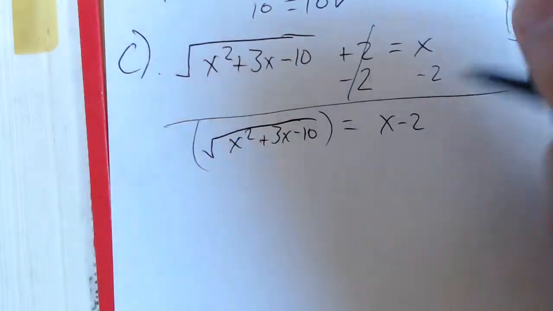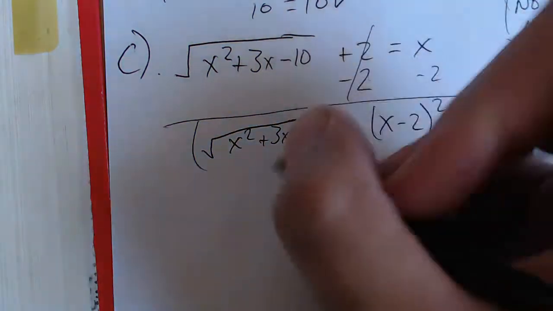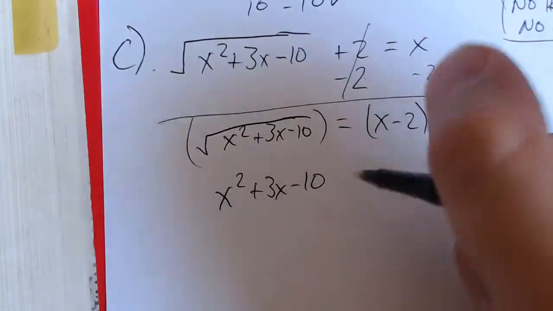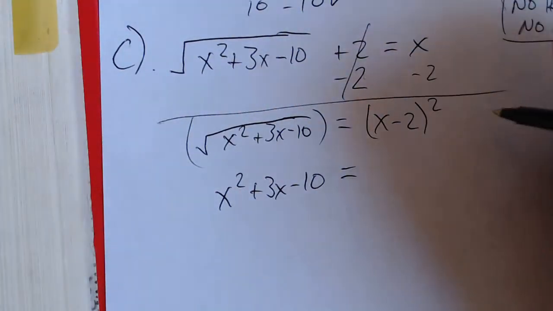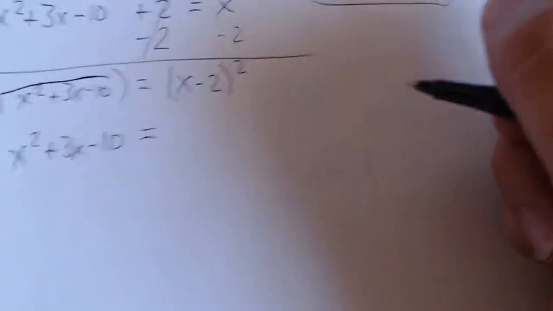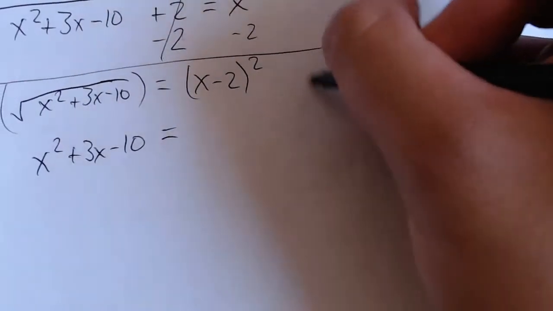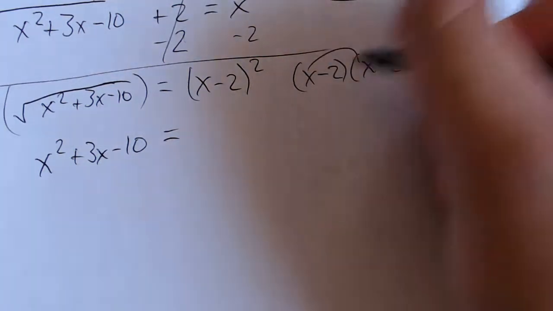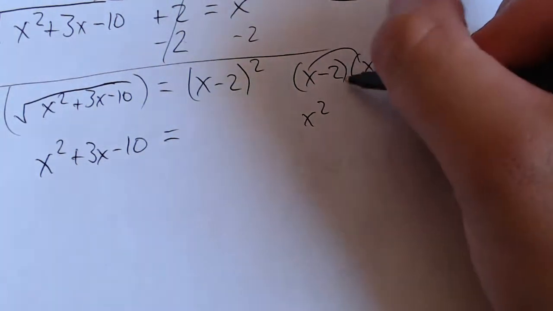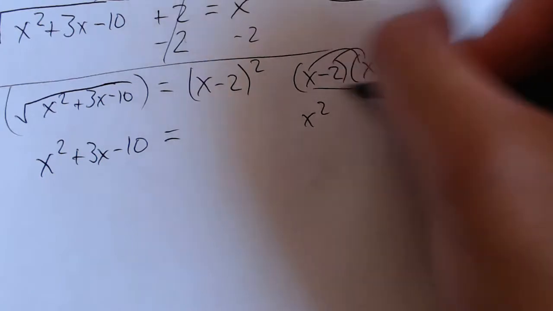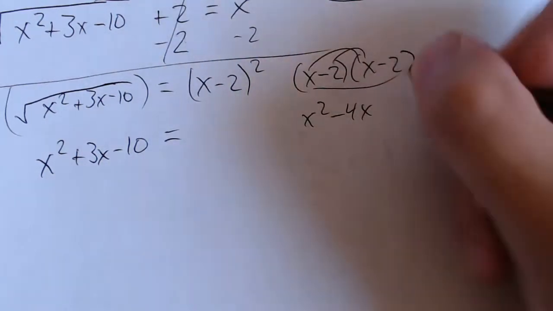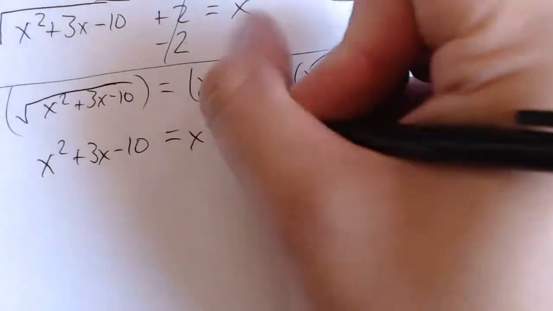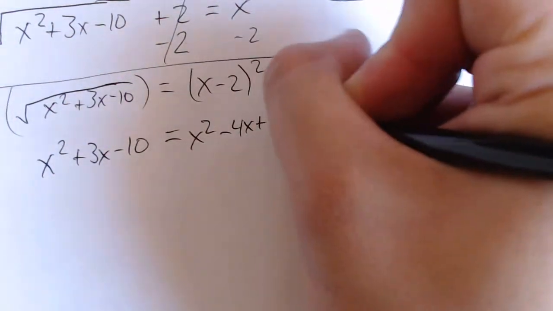From here we square both sides of our equation. This is just going to simply become x squared plus 3x minus 10. And on this one we have to do some multiplication. So we'll come off to the side and we'll do x minus 2 times x minus 2. When we FOIL that, we get x squared minus 2x minus 2x plus 4. So that's going to equal x squared minus 4x plus 4.